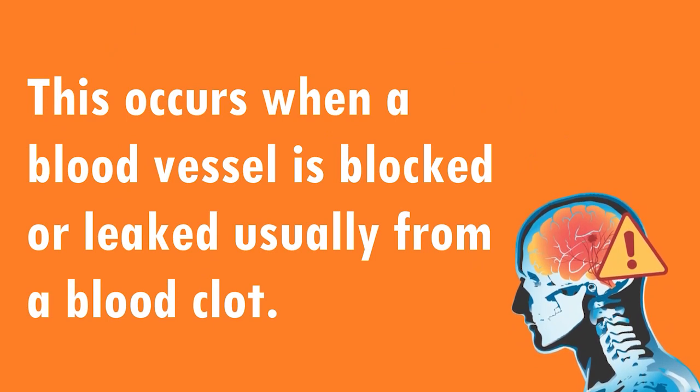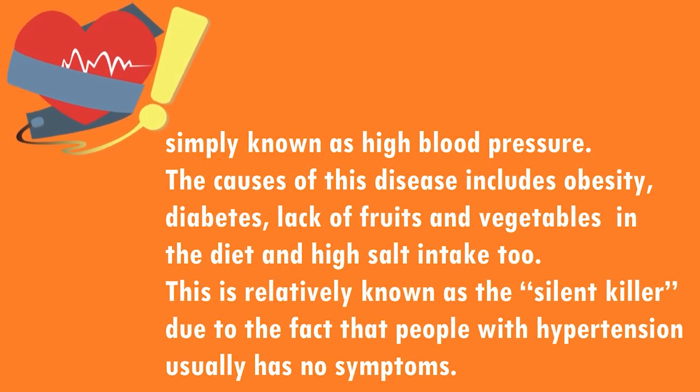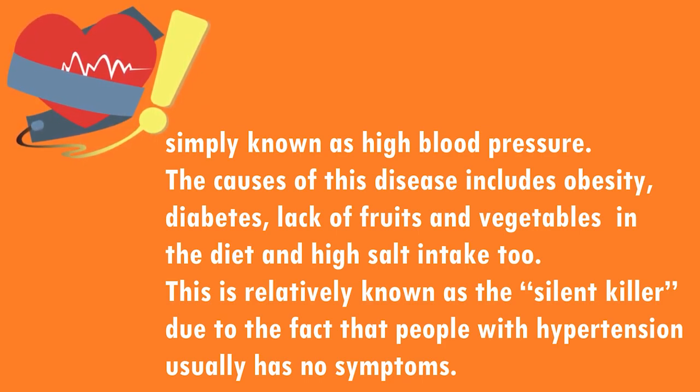Here are some of the common conditions affecting the circulatory system. First is stroke. This occurs when a blood vessel is blocked or leaked, usually from a blood clot. Next is hypertension, simply known as high blood pressure. The causes of this disease include obesity, diabetes, lack of fruits and vegetables in the diet, and high salt intake too. This is relatively known as the silent killer due to the fact that people with hypertension usually have no symptoms.